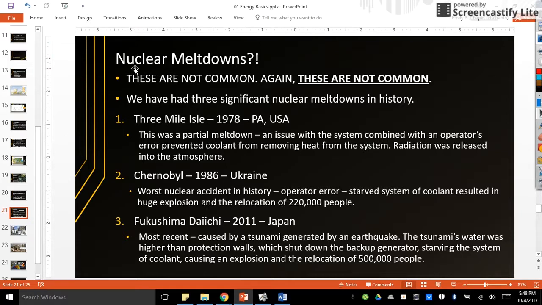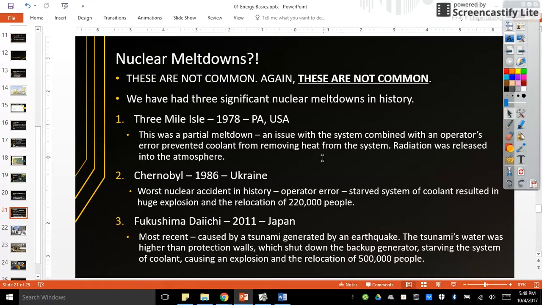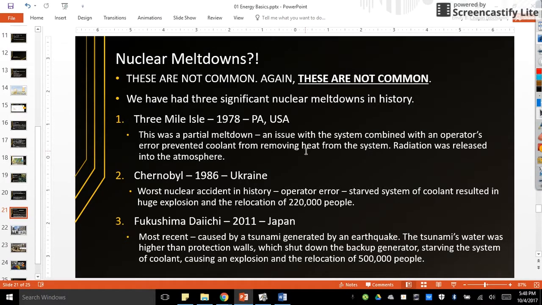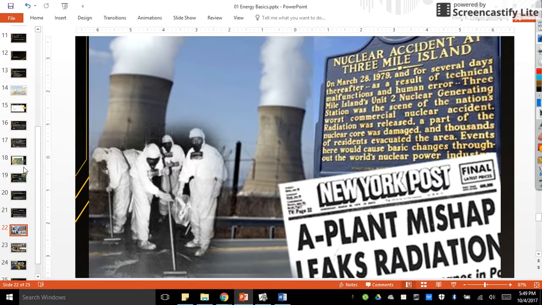So, speaking of our power plants, we do have a couple of nuclear meltdowns that have occurred in the history of nuclear power usage. The three most significant are Three Mile Island, Chernobyl, and then Fukushima Daiichi. The first is Three Mile Island, which occurred in 1978 in Pennsylvania. This is really the only big one in the United States, and this was just a partial meltdown. So here's a picture of it right here.